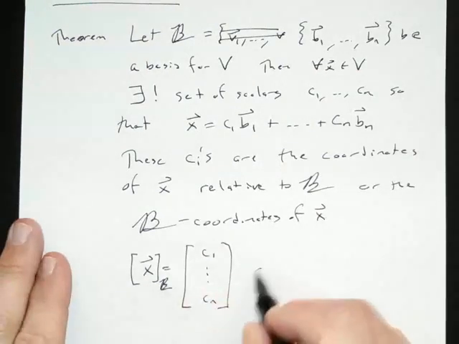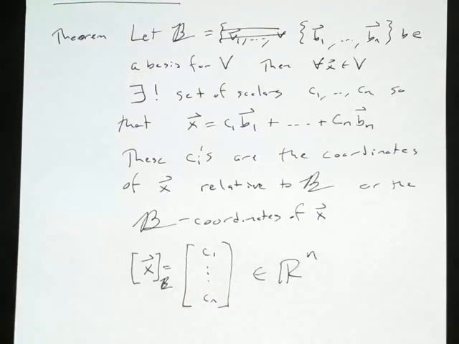Notice this vector is in Rn, even though x might not be. X is in any vector space V, as long as I have a basis for that vector space. So this is a way of taking an arbitrary vector space and transforming it into Rn vectors. The way we list these numbers depends on the way we listed our basis. So, an example.